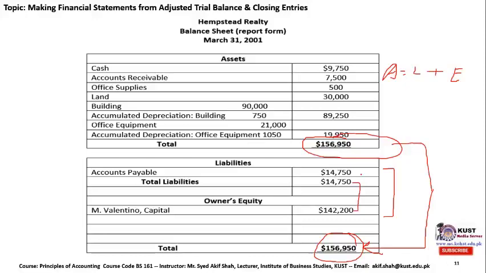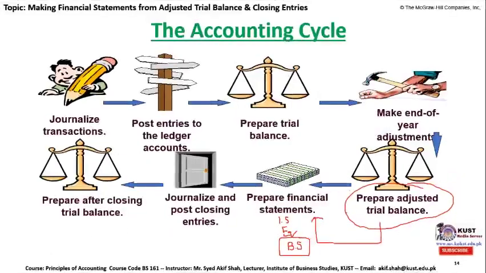So here we have completed the accounting cycle step. Let me tell you that from the adjusted trial balance, we have made the income statement, the statement of owner's equity, and finally a balance sheet in report form. After preparing the financial statements, let's move towards the last step, which is to journalize and post the closing entries. We'll discuss shortly how to close down the nominal accounts.